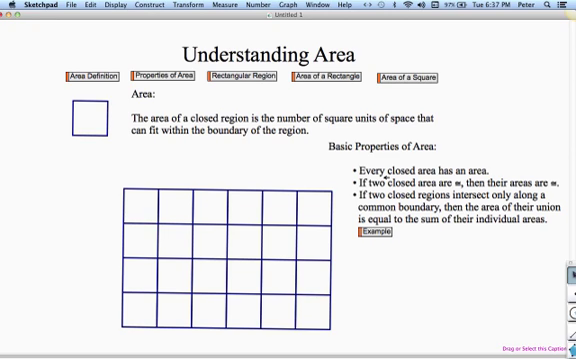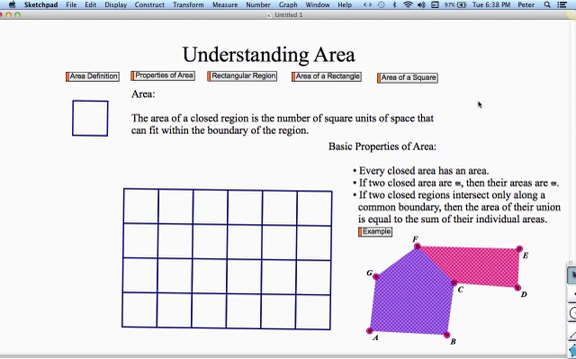The last property is a little longer, so I made you an example to kind of emphasize it. It says if two closed regions intersect only along a common boundary, then the area of their union is equal to the sum of their individual areas. What? Let's take a look.